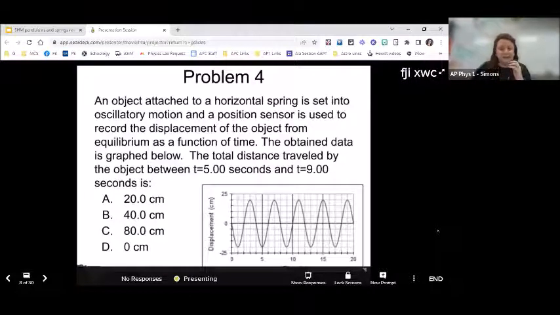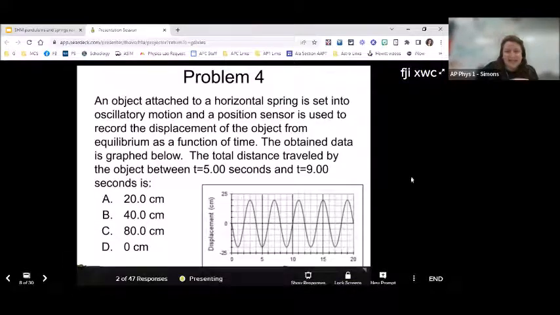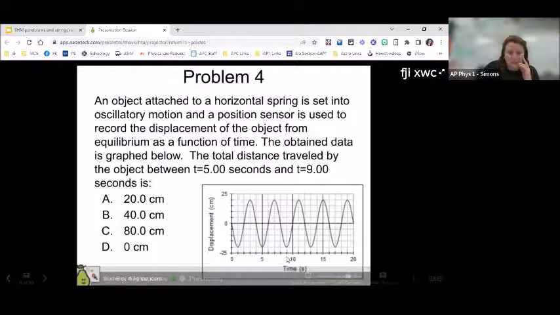All right. Here we have an object attached to a horizontal spring. It's set into oscillation motion. The position sensor here is used to record the displacement of the object from equilibrium as a function of time. So we have our displacement over time. And this is what we get. The total distance traveled from time 5 to time 9 would be what?